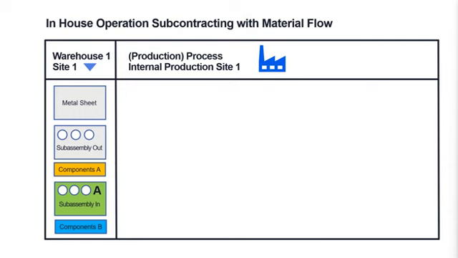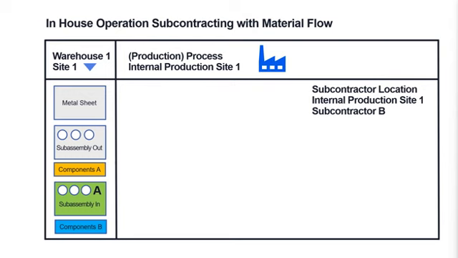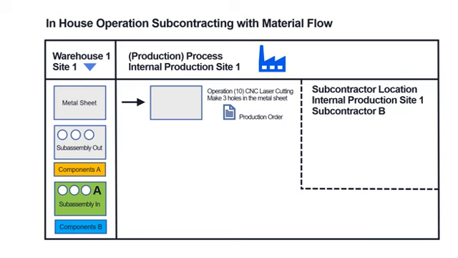Then we add the label Subcontractor Location, Internal Production Site 1, Subcontractor B. Basically it is some dedicated floor space in a building at Internal Production Site 1. To make it more visible, I will add a few dotted lines, the markings. The first operation 10 is still the same. The laser cutting machine will make 3 holes in the metal sheet.